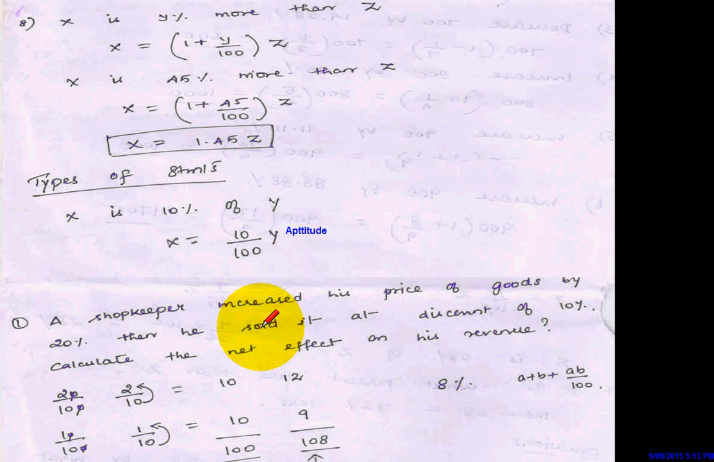Then, x is y% more than z. Always, if this term occurs in the problem, then you can assume that x is equal to, since it is more than z, 1 plus y by 100 into z. And if x is 45% more than z, that is x is equal to 1 plus 45 by 100 into z. Likewise, if it is lesser, then you can replace plus with minus. And there are statement traps, and those types of statements are also here.